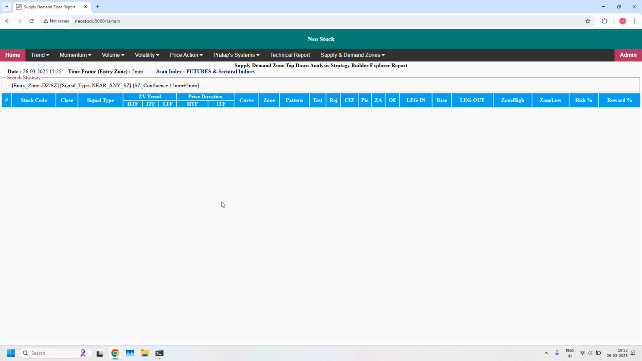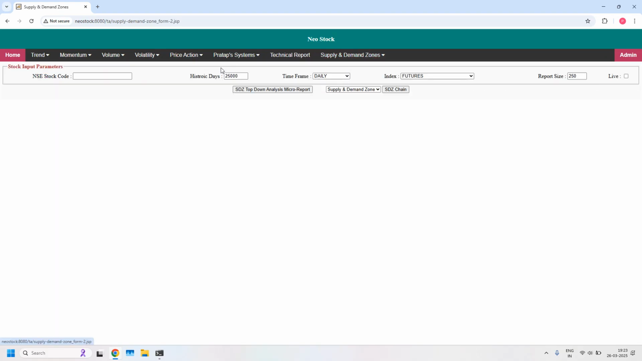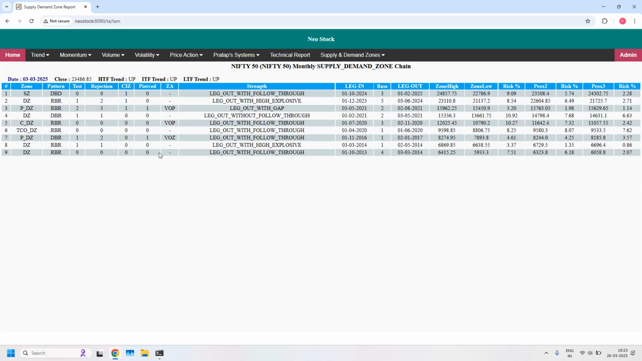So this is about stocks near demand and supply zones for different time frame. Next we will generate Nifty and BANKNIFTY supply demand zone chain. Starting with Nifty, monthly time frame, generating monthly supply demand zone chain for Nifty. So this is Nifty monthly supply demand zone chain.